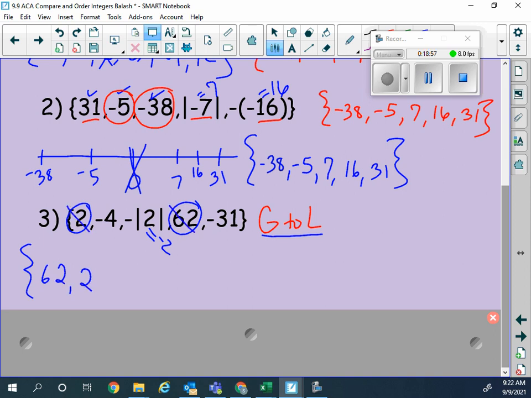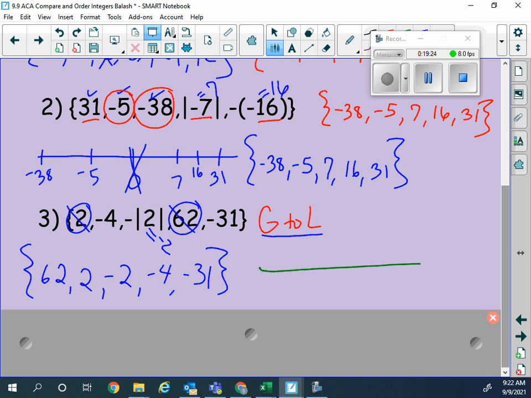All right, now I gotta look at my negatives, but I'm looking for the biggest one. Okay, switch your brain. If you're looking for the biggest negative number, it's really the one that looks what? Small, right? So -4, -2, or -31, which one is the biggest? -2, good. Then what? -4, then what? -31. Yes. That is the answer.